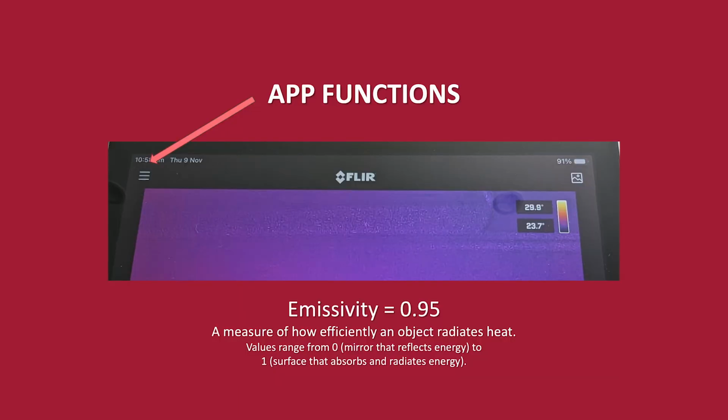And the last thing that I will mention is that there are additional functions within the application itself that you can access in the top left corner. Things like you can change the date and the time, you can change the unit from Celsius to Fahrenheit. You can also enable geolocation, so when you take a photo, it will save the coordinates where this image was taken. There's also the status of the battery, so you can see how much battery is left on the camera.